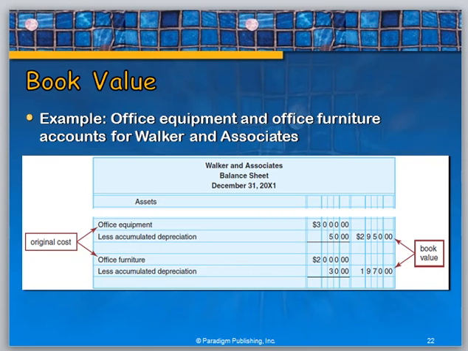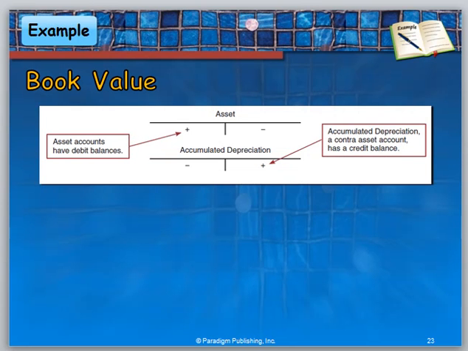The $2,000 and the $3,000 for the office equipment and the office furniture was the original cost of that equipment. And you notice on the office furniture we're less accumulated depreciation of $30, which gives us a book value of $1,970. And you see what we were talking about, that contra accounts have the opposite normal balance of what the account that they're related to has. Assets have a normal debit balance, and so a contra account for an asset would have a normal credit balance.